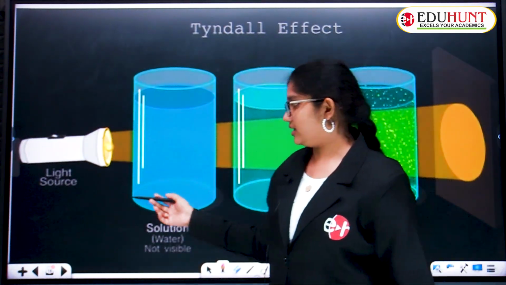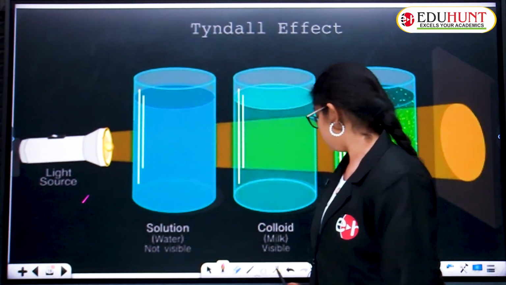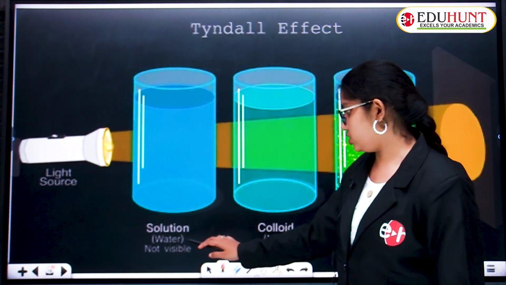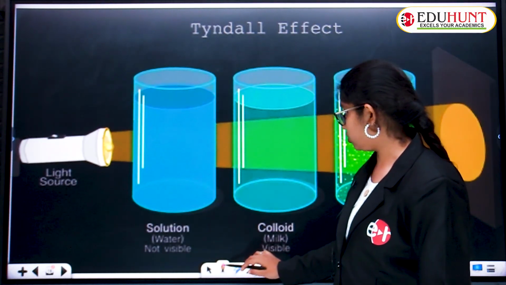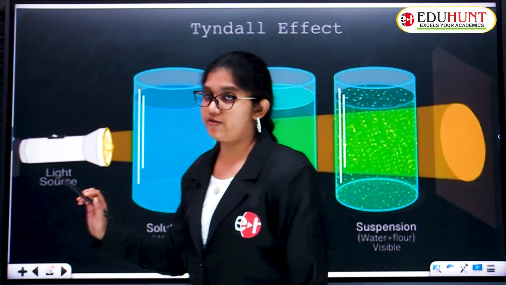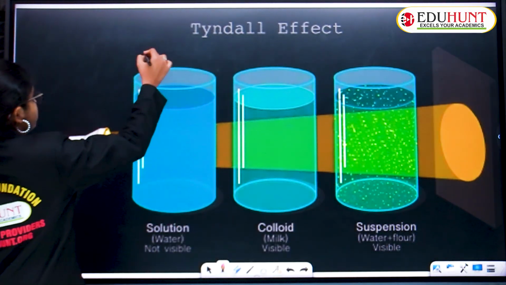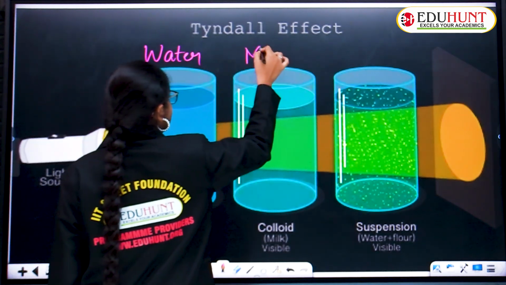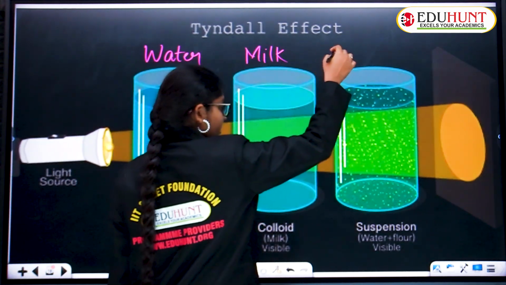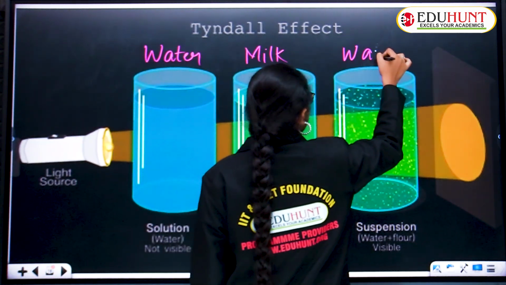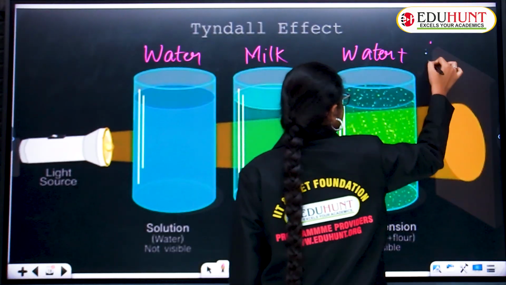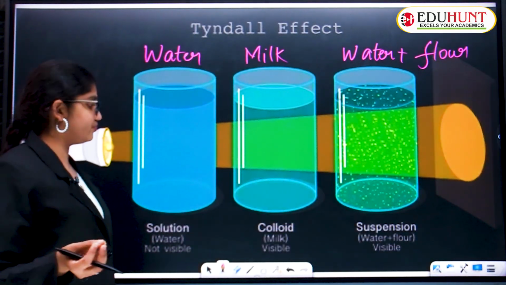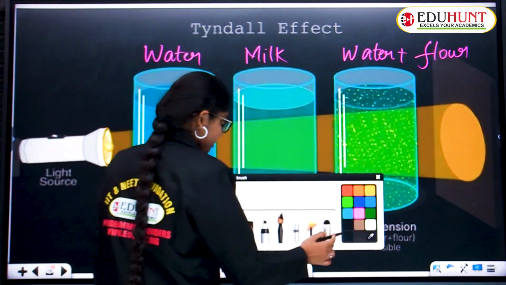Okay, light source, torch. And here we have solution, which is water. Taken is water. Children, I'll write here on top of this. Okay, Tyndall effect. It is a solution. We are taking it as an example. We took water, here we took milk, and here water plus flour. We mixed some flour in water. You know flour. So what is here? The names I'll write here.